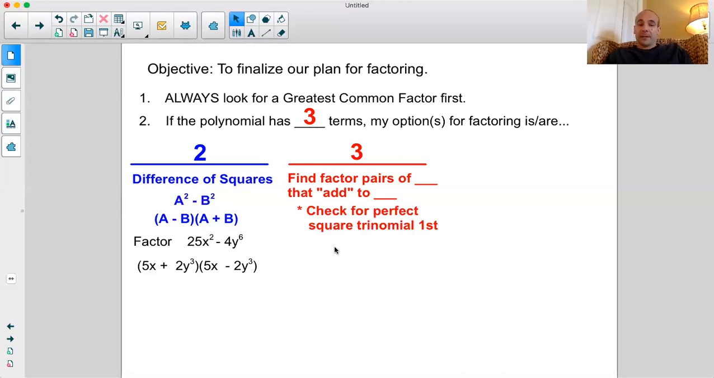So not only do you have the asterisk of looking for a greatest common factor first, but you also have a helping tool. It's not necessary, but if you know about perfect square trinomials and you check for them, you might cut down on your work. We learned that earlier. If you notice it's a perfect square trinomial, the 3 terms have something special about them. The first one's a perfect square, the last one's a perfect square, and the middle one is just right. It's 2ab.